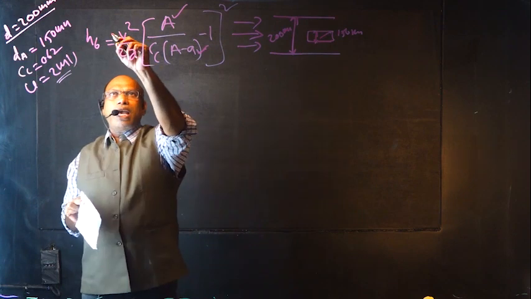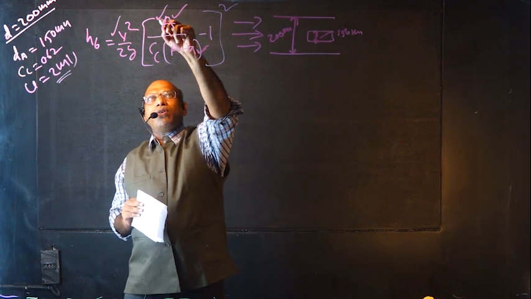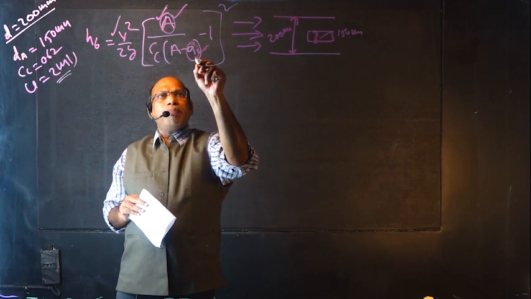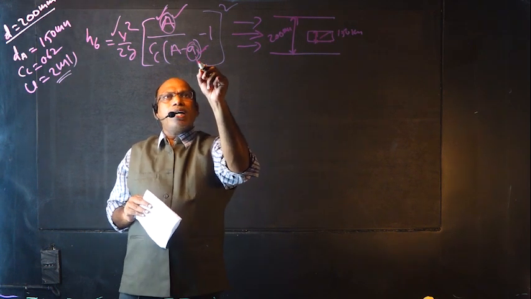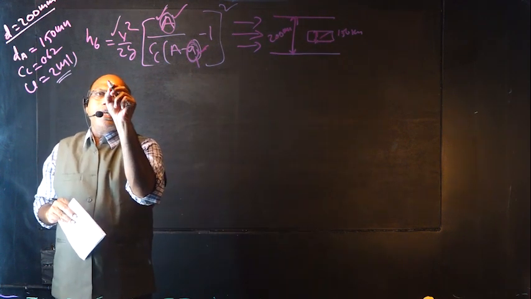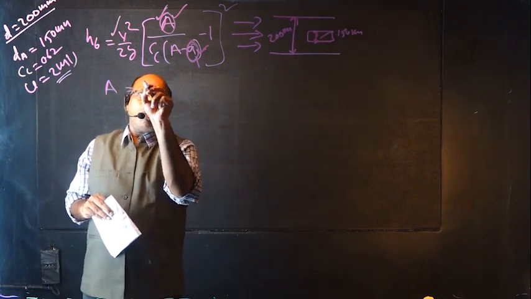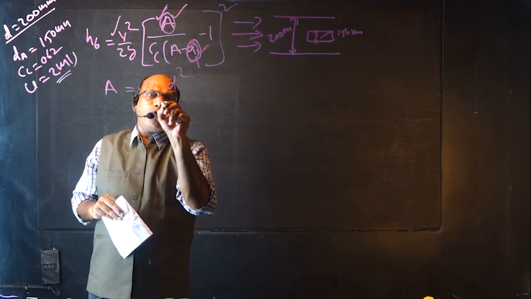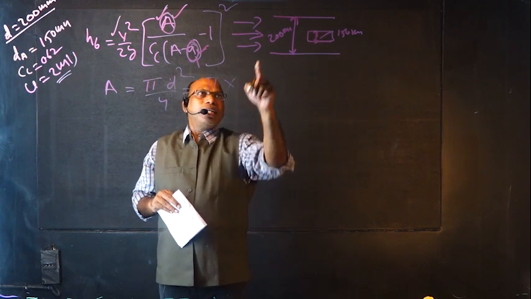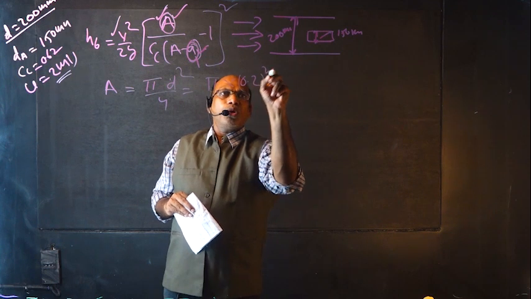In this problem, they have given the velocity and the diameter of the pipeline. Based on the diameter, we are going to determine the cross-sectional area of the pipe. Diameter of the obstruction is given. Based on that diameter, we are going to determine the cross-sectional area of the obstruction. First, area of the pipe is equal to pi d square by 4, that is pi into d square, where the diameter of the pipe equal to 200 mm, that is 0.2 meters.